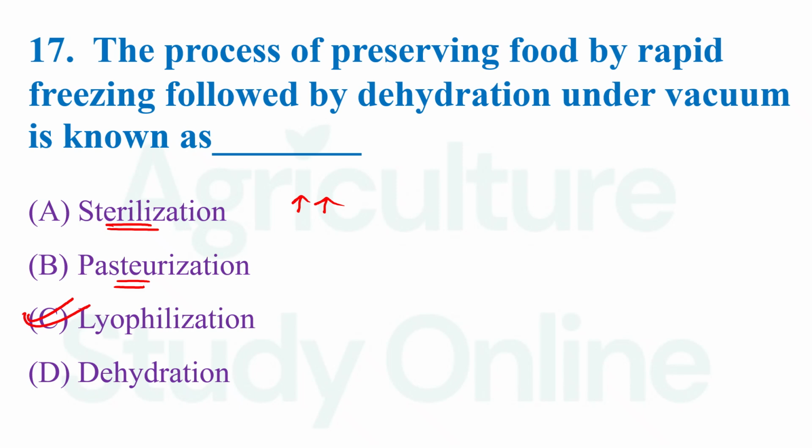Since the process is freezing plus vacuum drying, that is sublimation, in which the water goes from ice directly to vapor, and it preserves the quality, taste and nutrients of the product. Dehydration means the removal of water using heat, for example sun drying, hot air drying, or tray drying. So over here our correct option will be option number C, that is lyophilization.